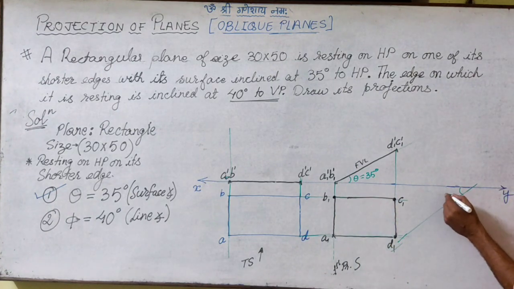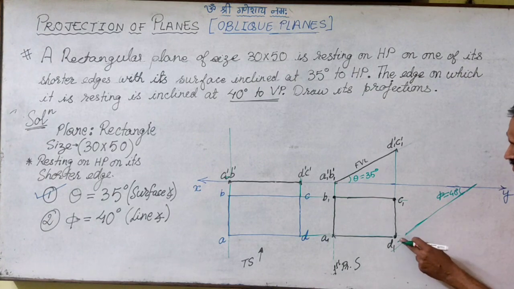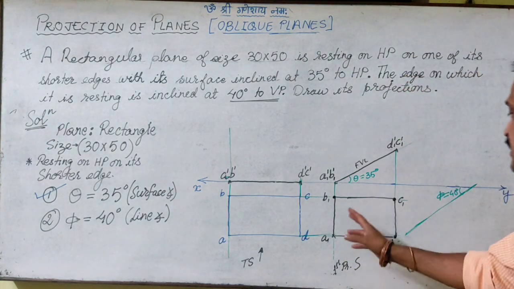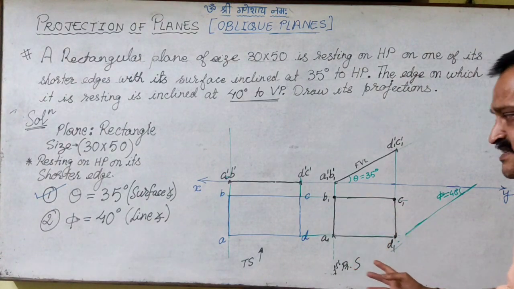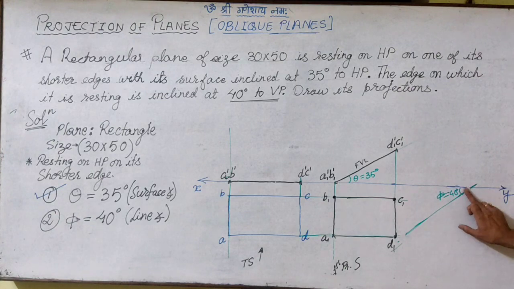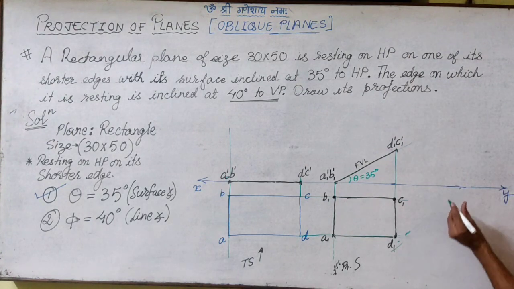So I'll draw one line inclined at phi equal to 40 degrees. So this line becomes my reference line. Again, your question might be where exactly I should draw this? Now it should be drawn at a comfortable distance from the latest drawing. So I'll be drawing it here because right now I don't have space.